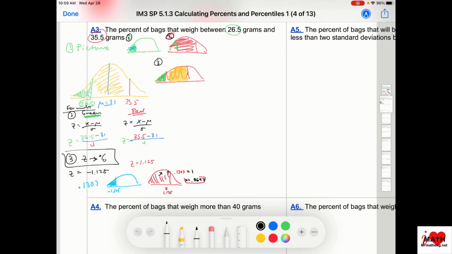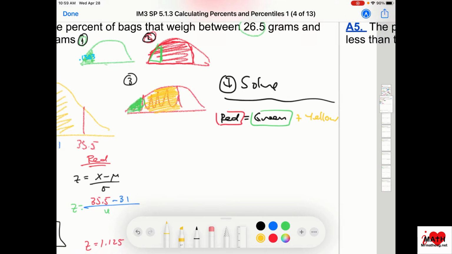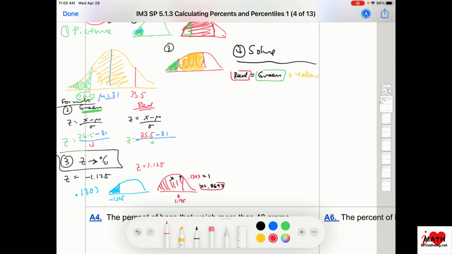Okay, now to solve, we said the red is equal to the green. I'm thinking on my picture, right? All of this red region is equal to this green region plus the yellow. Okay, and we said that the red region is 0.8697. The green region is 0.1303, and we're trying to find the yellow.